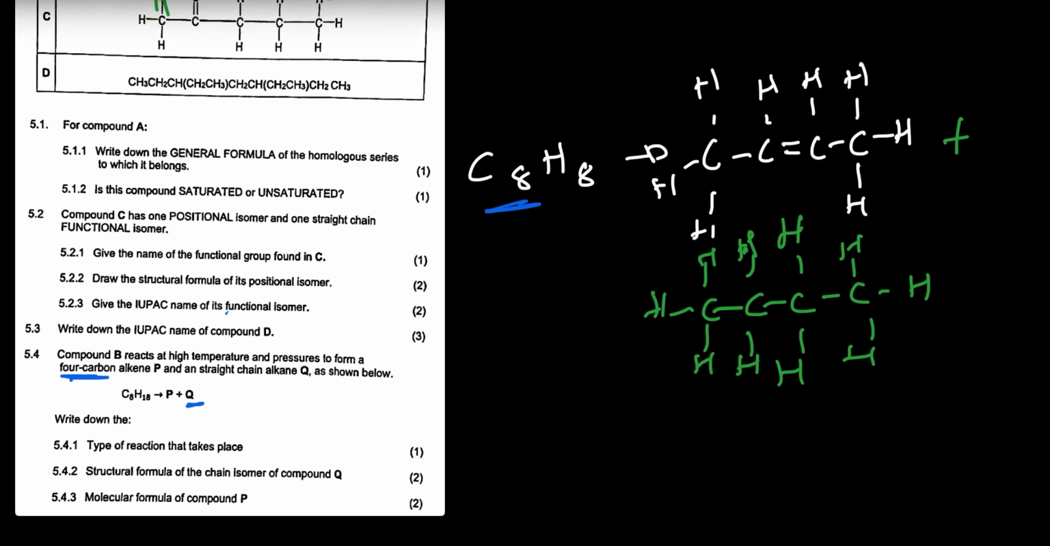Okay, so the first question says, write down the type of reaction that takes place. Okay, so if we have long chain alkanes and then we break them down into small chain alkanes, we call that kind of process or reaction cracking. So you can just say this is cracking.